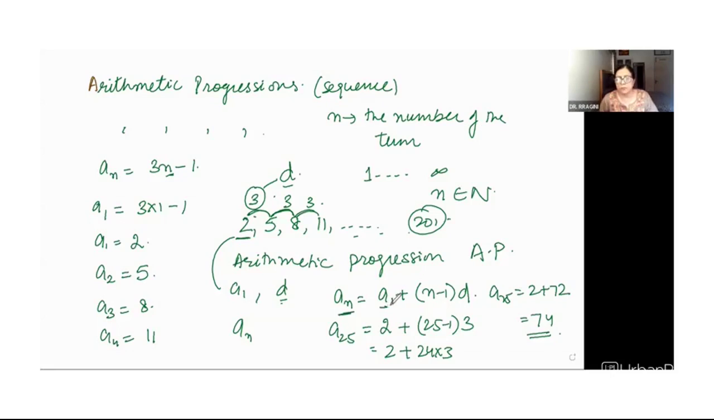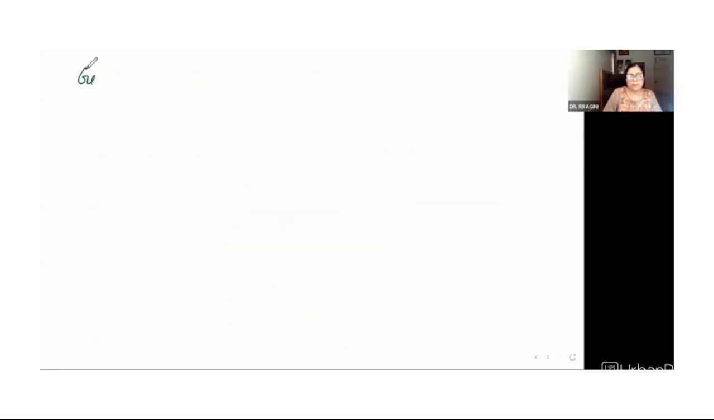Now the basic characteristics of AP I have told you. Let us move to GP, geometric progression. In class 11, we have geometric progressions in our syllabus. After that, we will learn how to find the nth term of a GP, the sum of a GP, the sum to infinite terms of a GP, and then we have AM and GM, the relation between arithmetic means and geometric means. So let us start with geometric progressions first.